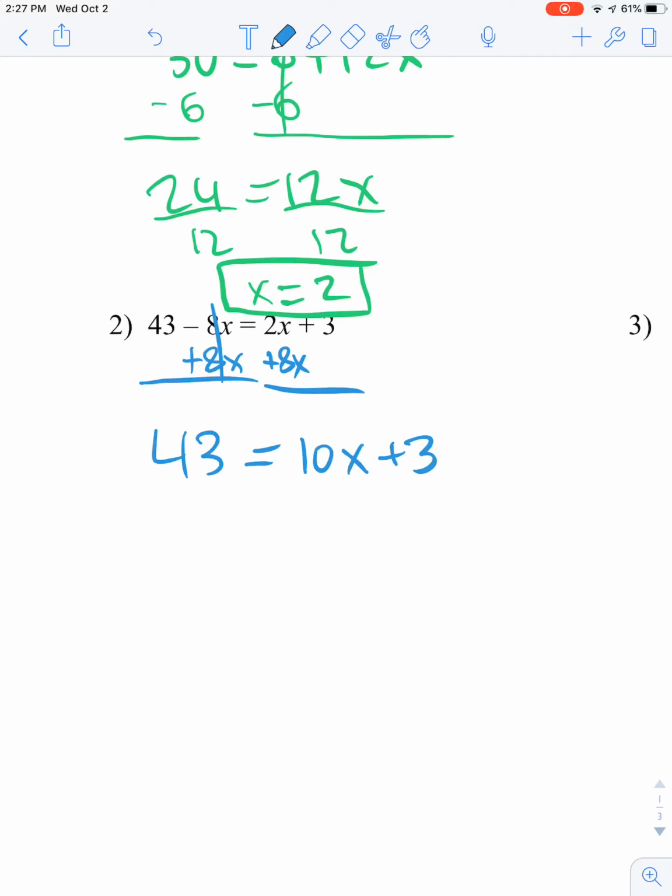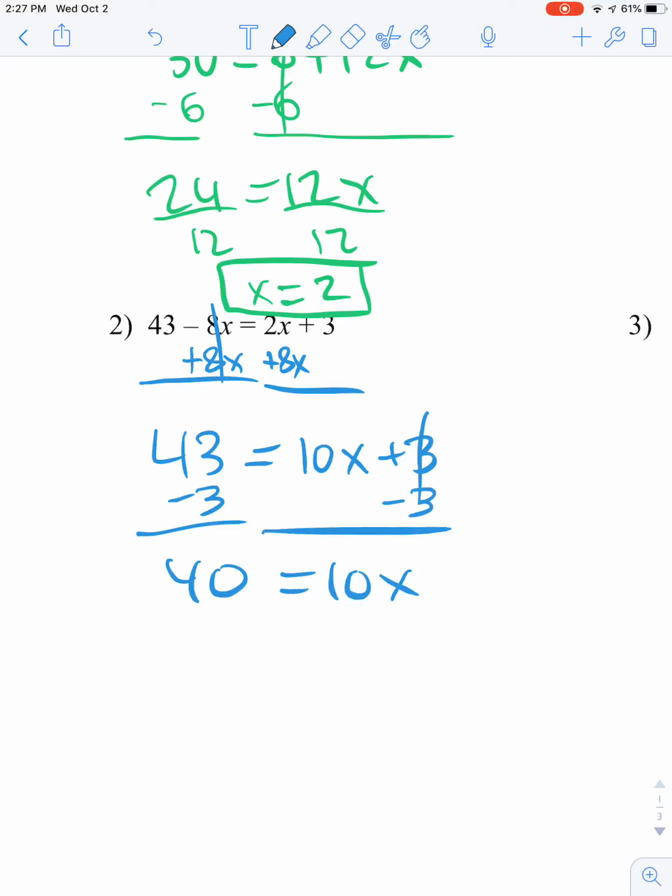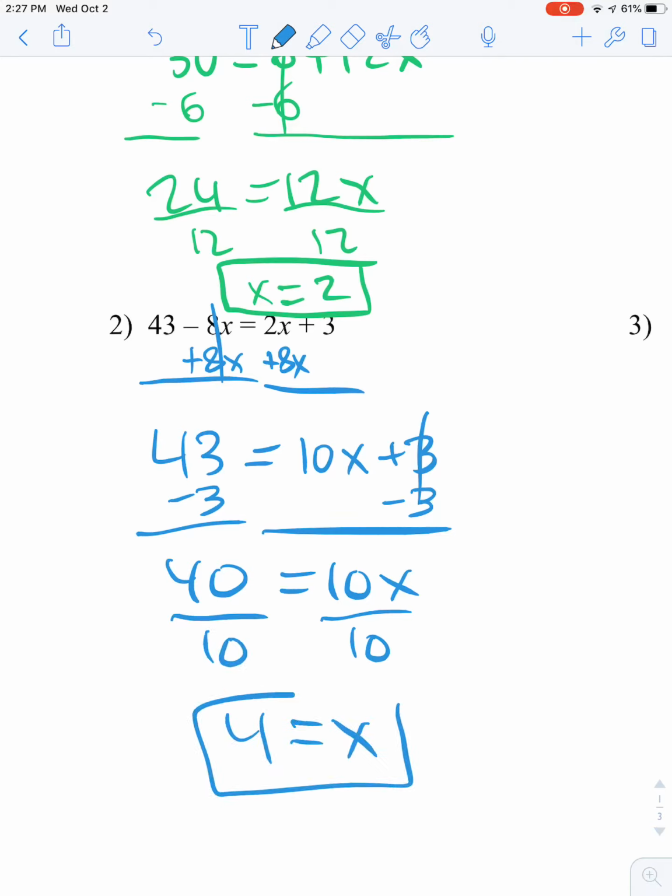Now, from here, I'm going to just do a normal two-step problem. Subtract 3, get 40 equals 10x. And then I'm going to divide both sides by 10 to get 4 equals x, or x equals 4, however you want to say it.